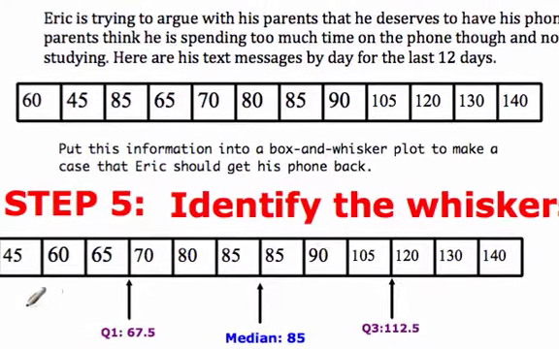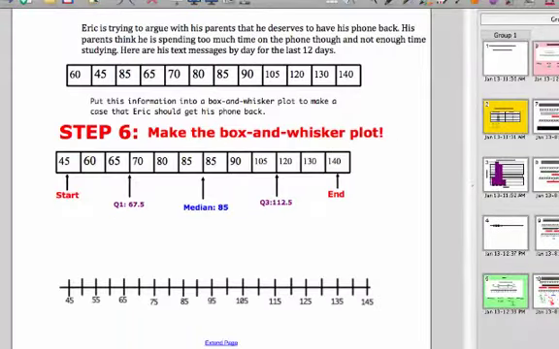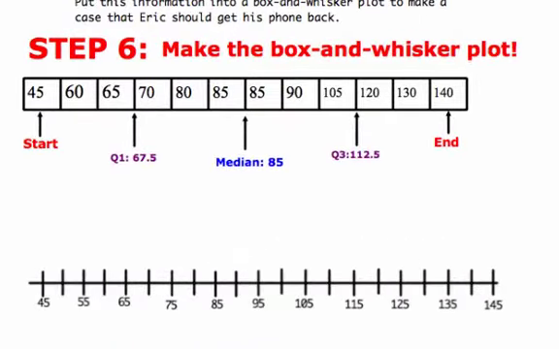Step 5 is to identify the whiskers. You can see we've already listed in order. So the lowest number is 45. The highest number is 140. So that's essentially a range. And step 6 is to actually make the box and whisker plot. So we could plot our median here of 85. That would be the long line. You should probably use a ruler for this.